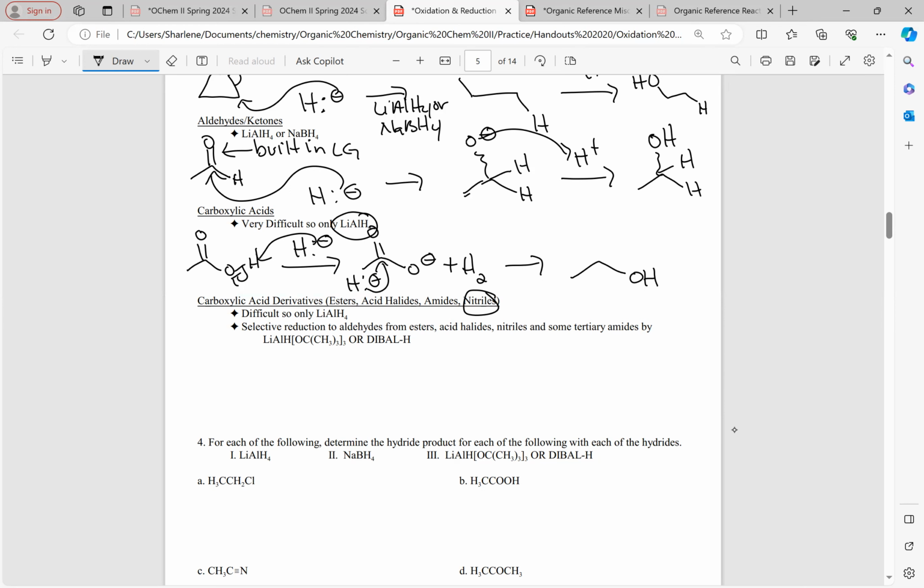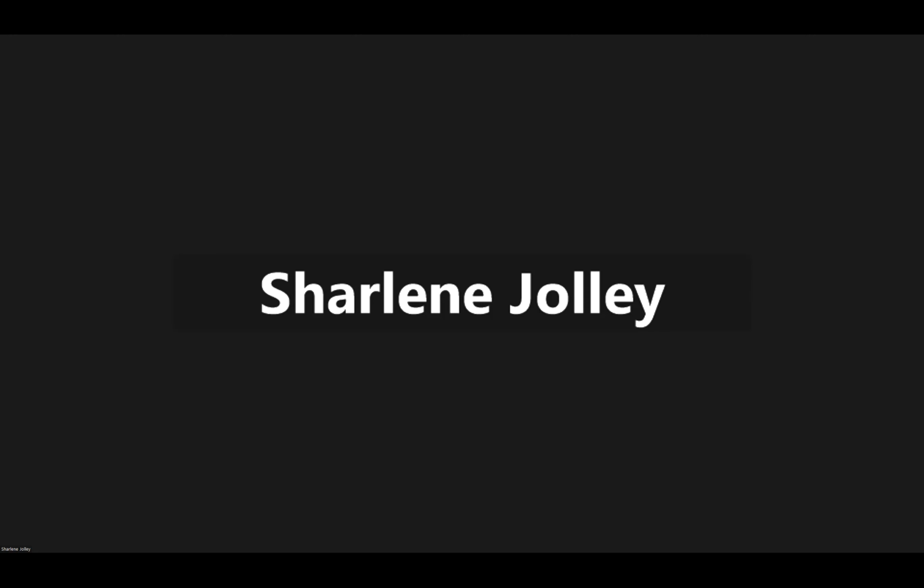All right, so all of those are much, much sturdier than the ketone and the aldehyde. So you cannot use sodium borohydride. It takes a strong reagent, so only lithium aluminum hydride works. Well, what if you don't want to go all the way back down to alcohols? Right? That's when we start using those two special reagents. And I didn't leave myself enough room here, so we will jump back here.